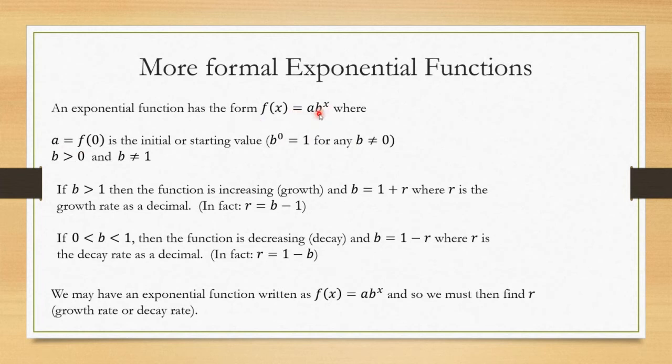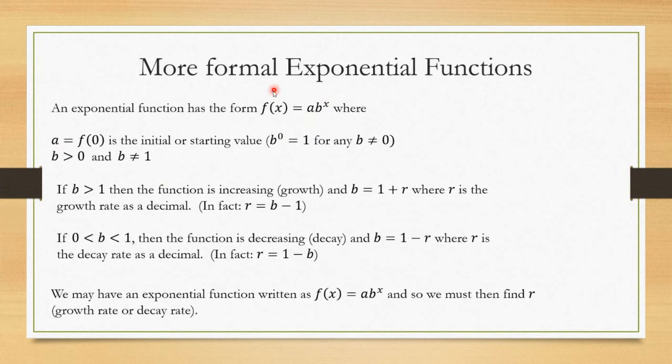And here, b, some people call it the base. It's positive, but it can't be 1. I mean, because if b were 1, then this would be a constant function. That is, b to the x would just be 1 always. But b has to be positive. And if b is greater than 1, then we have exponential growth.